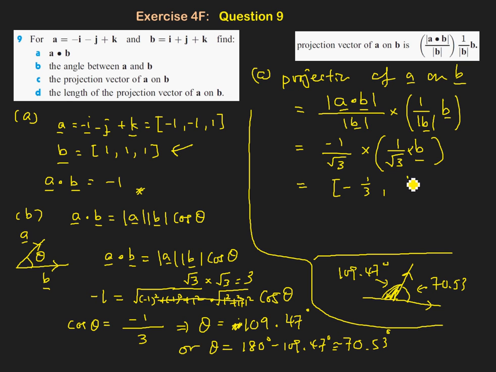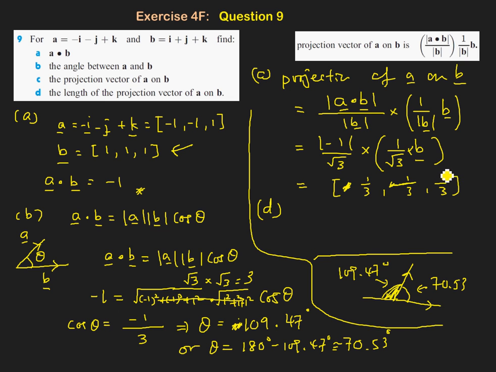-3, negative, because it's modulus. I'm sorry, so that's positive, and 1 over 3. So you get a vector of 1/3, 1/3, and 1/3. And there's no negative because of the modulus. And finally, this is a vector that is the projection of A on B.